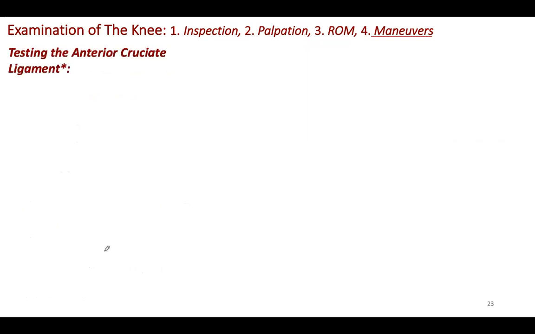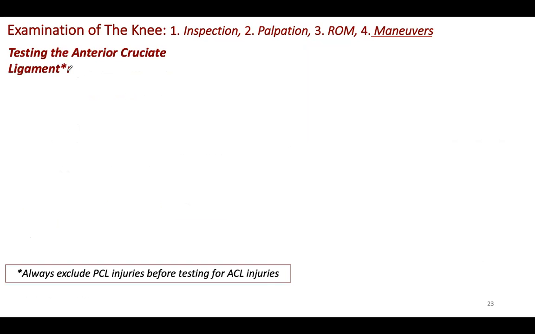Now tests for the anterior cruciate ligament. Look at this asterisk. This is a warning. Always exclude posterior cruciate ligament injuries before testing for anterior cruciate ligament injuries, which means which ligament are you going to examine first, the posterior or the anterior? The answer is always start with the posterior. Make sure that there is no posterior ligament injury, and then you can examine the anterior cruciate.